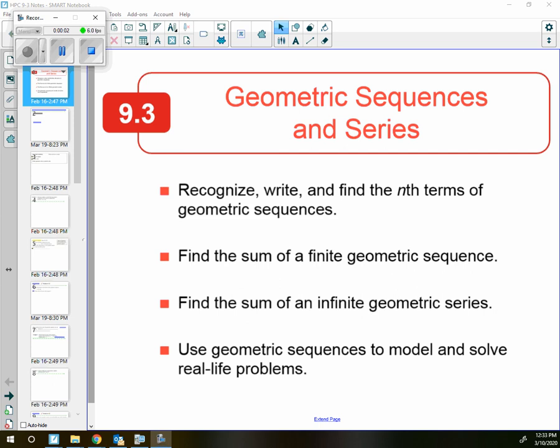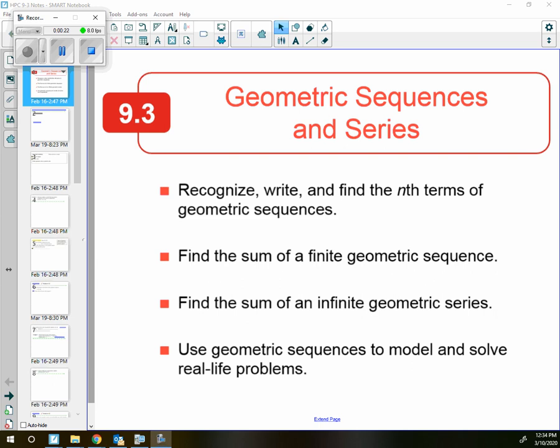Okay, this is section 9-3, geometric sequences and series, the first day. So this is day one. Our goal for today, our essential question here, is to see if we can recognize, write, and find nth terms of geometric sequences and find the sum of both finite and infinite geometric sequences.